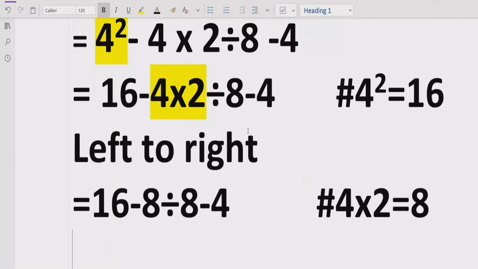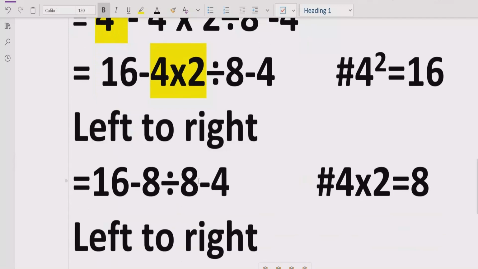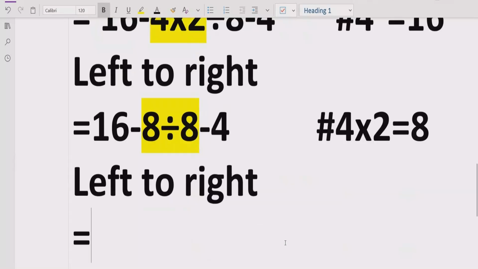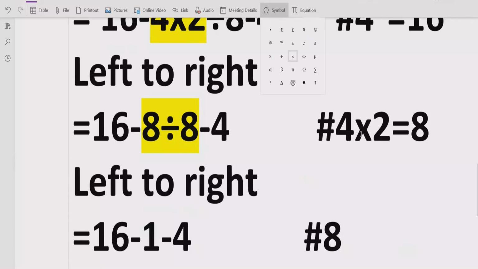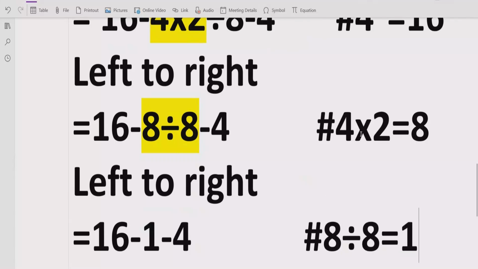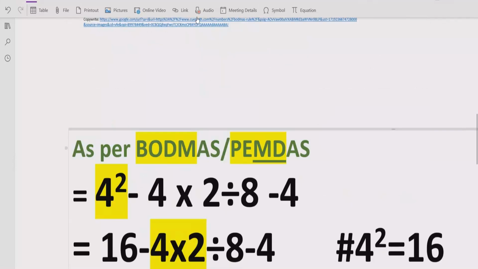Now move forward, again we have to go left to right and find out which is coming first. So now we have 8 divided by 8. So we will divide this term: 16 minus 1 minus 4. We will write here as it is. And here we have to give the reference 8 divided by 8 equals 1. Now move forward, we have to solve the addition and subtraction.